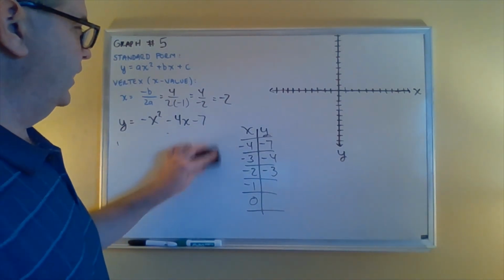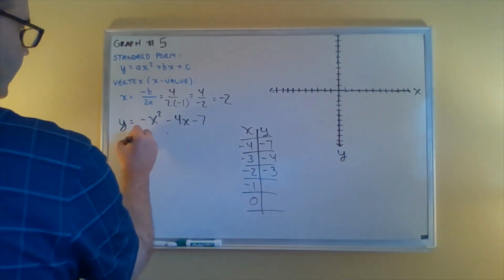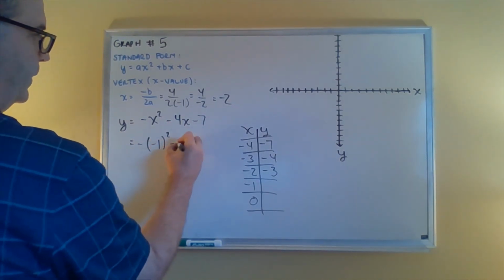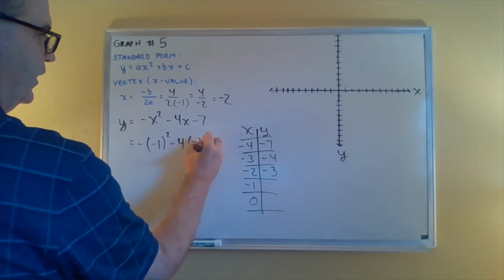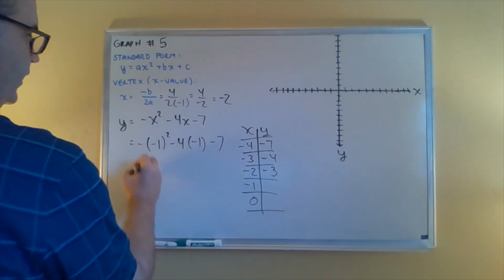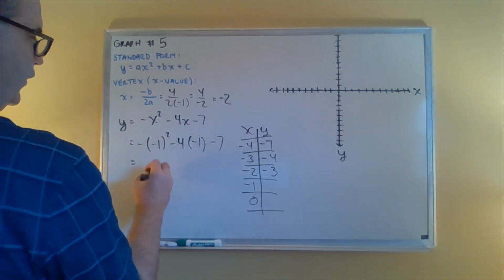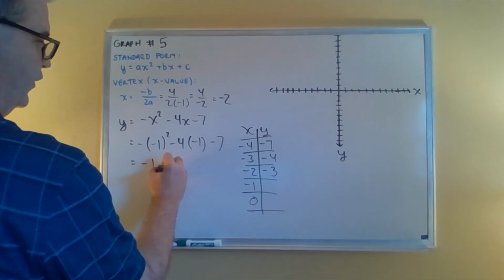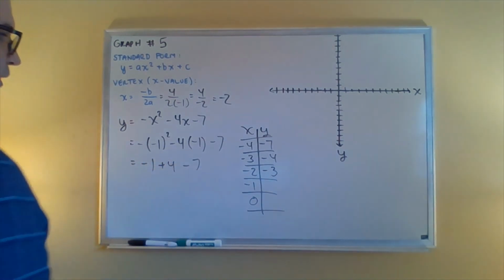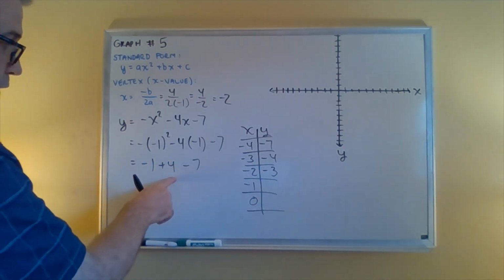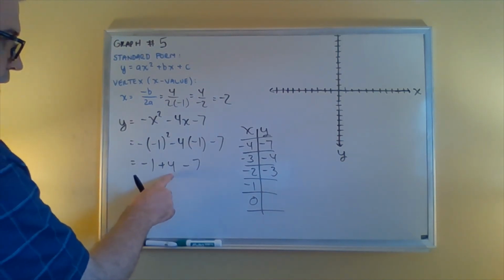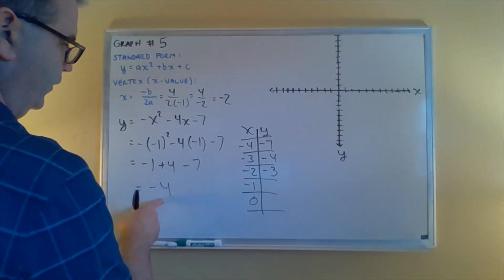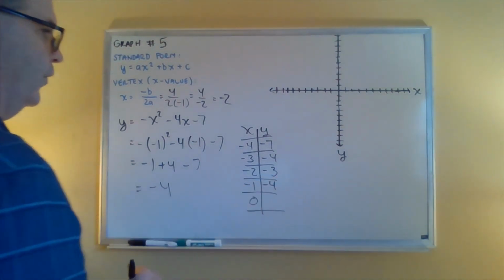Now I'm going to plug in -1 for x. So I'll get the opposite of -1 squared minus 4 times -1 minus 7. So -1 squared is 1. The opposite of that is -1. -4 times -1 is a positive 4. And minus 7. So -1 plus 4 is positive 3. 3 minus 7 is -4. So when x equals -1, y equals -4.